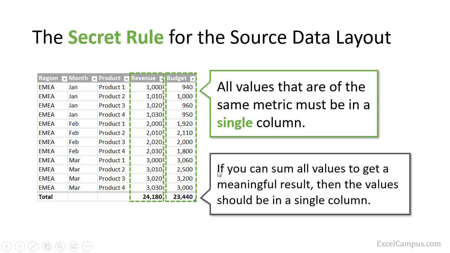And one rule there is that if you can sum all values to get a meaningful result, then the value should be in a single column. So the sum of this column here is total revenue. The sum of this column here is total budget.